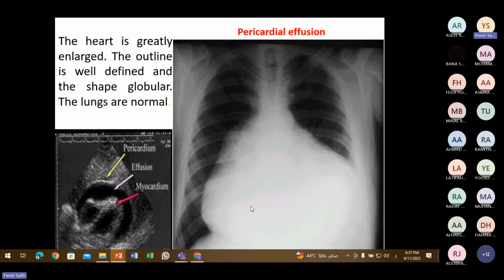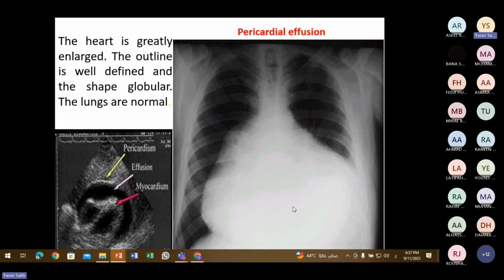يبقى عندنا grossly enlarged heart with increased transverse cardiac diameter. يعني ممكن يكون الريشيو about 75% with characteristic shape, globular or flask or bottle shape. This is the characteristic of pericardial effusion. لما تشوف الشكل ده دايما دي pericardial effusion.